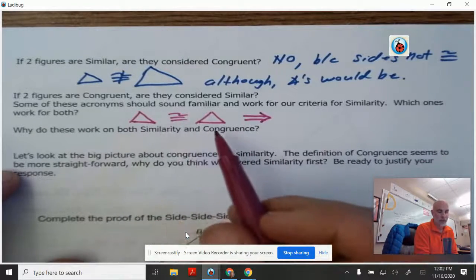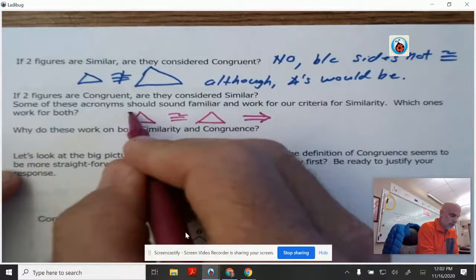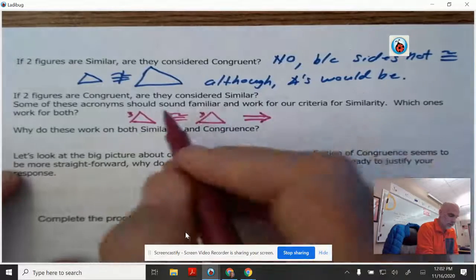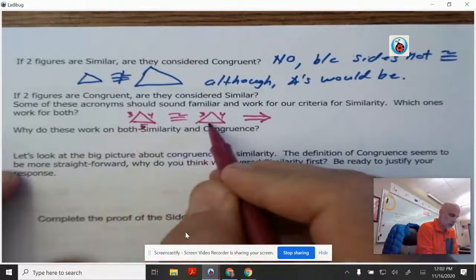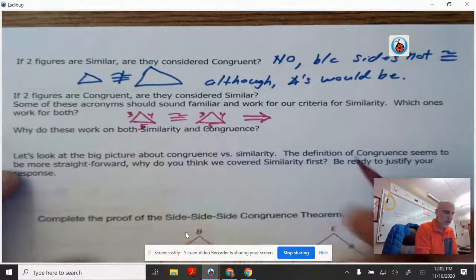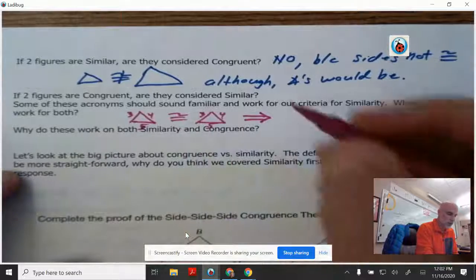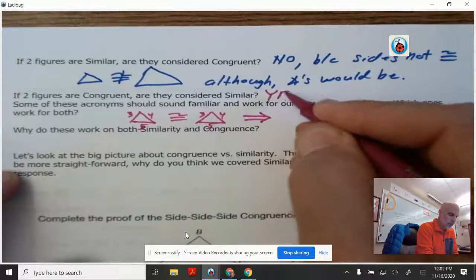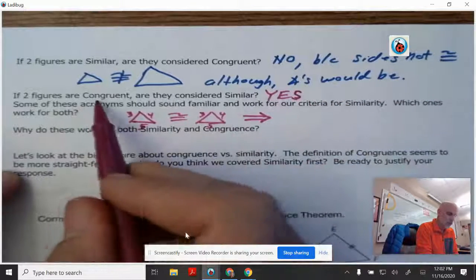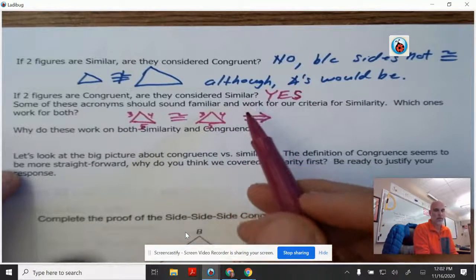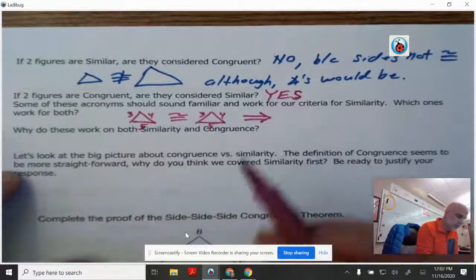But are all the sides proportional? If they're congruent, whatever side this is, this one's the same. Whatever side that is, this one's the same. This is what we mean by congruence. So the question really becomes are those sides proportional? And by definition, yes. It's just that their multiplier is 1. So I would say the answer to this question would be yes. If they are congruent, they are considered similar. It's just a special case of similarity.